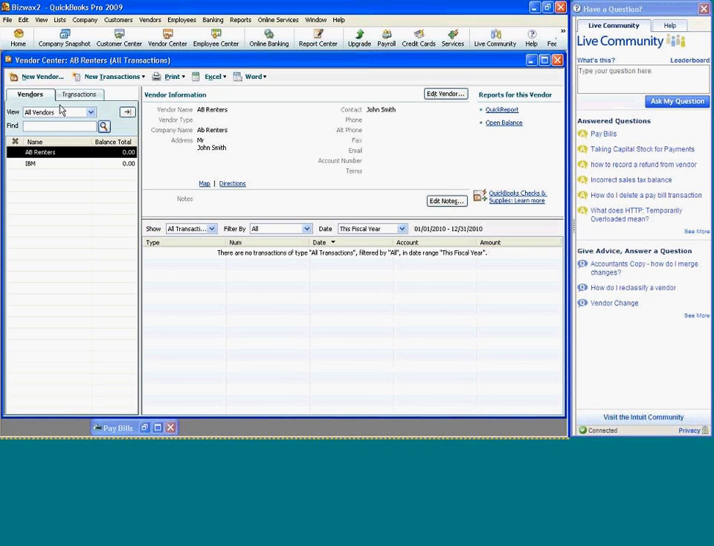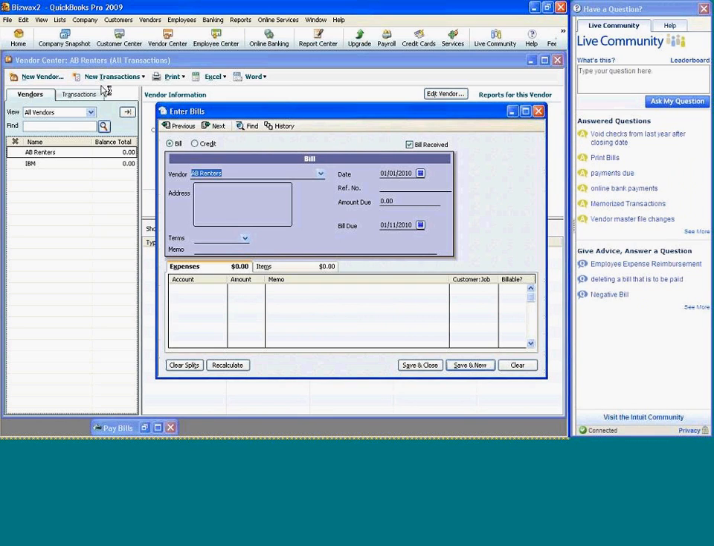Go back to vendors, the renters, and I say, let's make a new transaction. Enter a bill. So now here's AB Renters, and I make it from January 1st. That's the bill for the rent, and we'll say the bill for the rent is $2,500. And I save and close.